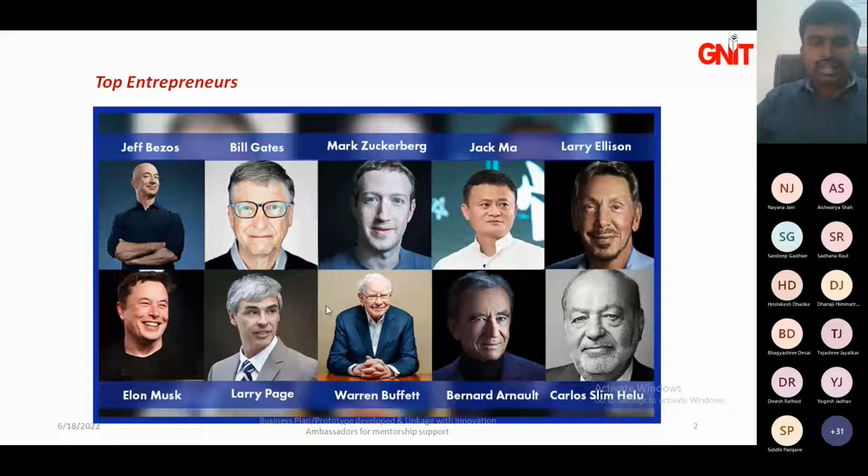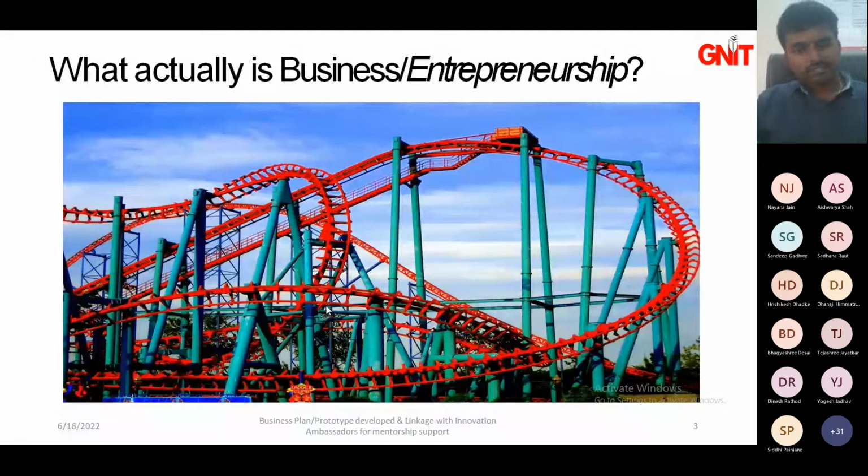So what actually is entrepreneurship or business? It is like a roller coaster. You can see you will rise at one point, and suddenly you may fall at another point. So this is the way of business. We can't make a business always successful, and we can't make a business always fail.